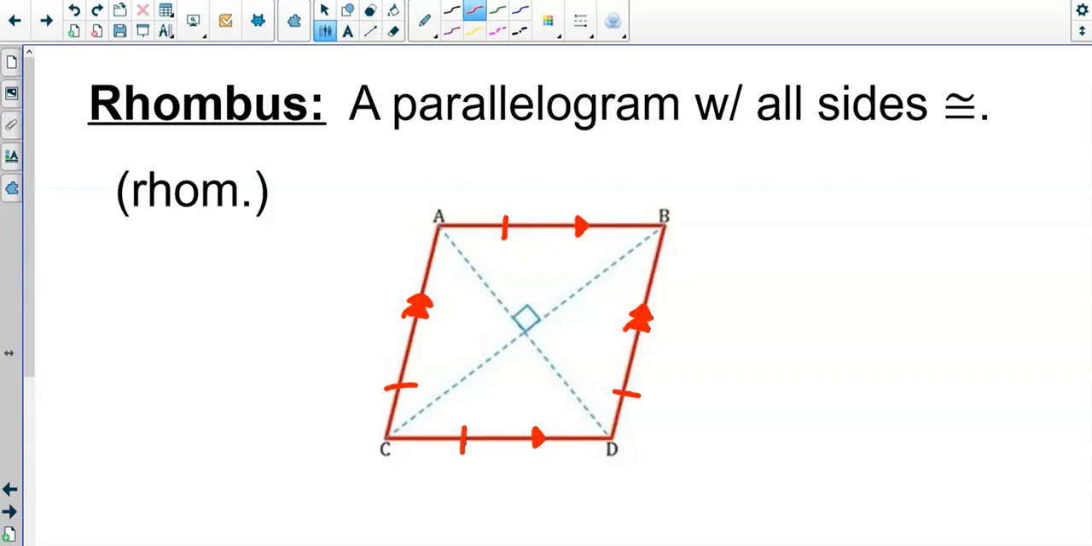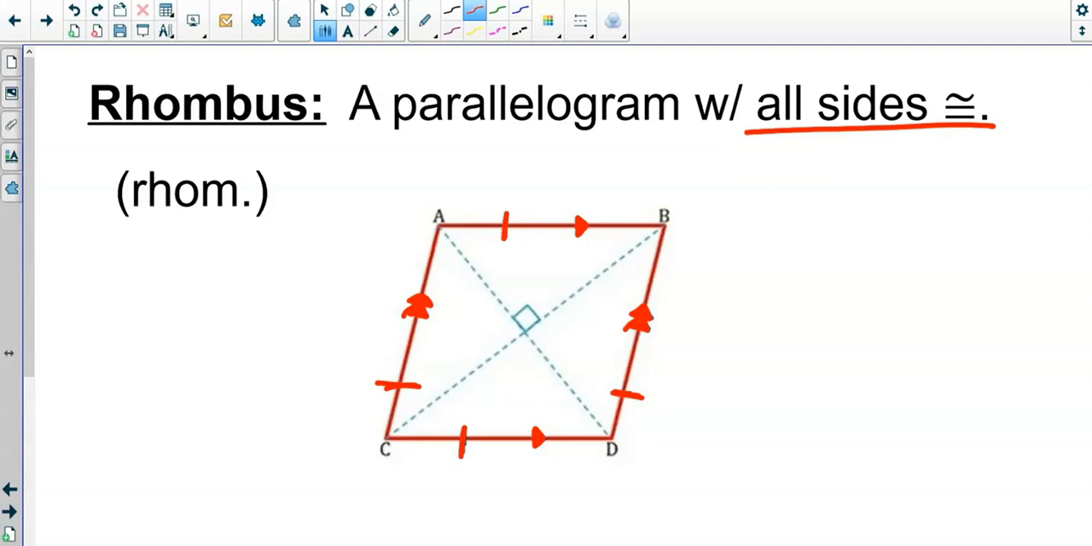But in the rhombus, where the rectangle had 4 congruent angles, if you look at all these congruent symbols, this one and this one and that one and that one, notice they're all the same symbols, because what is special about the rhombus is that all sides are congruent. So the rectangle had all angles congruent. The rhombus has all sides congruent.